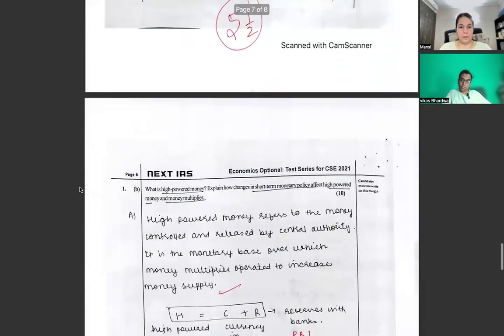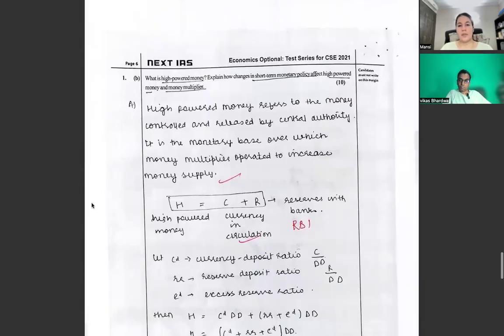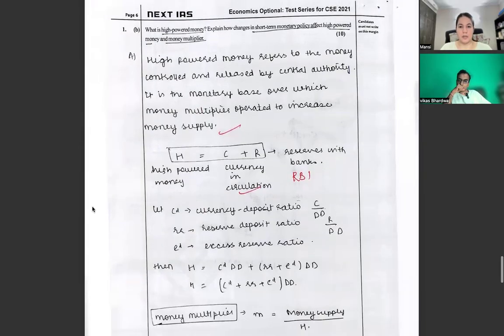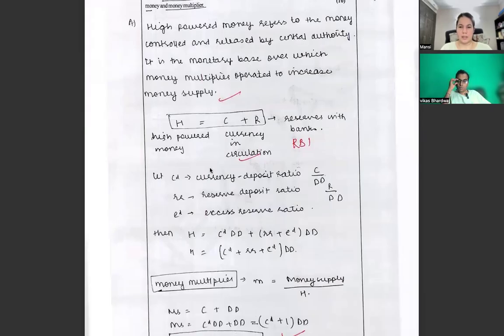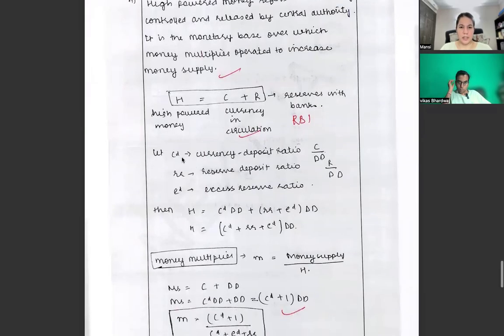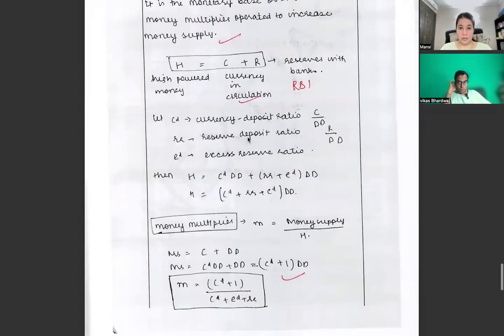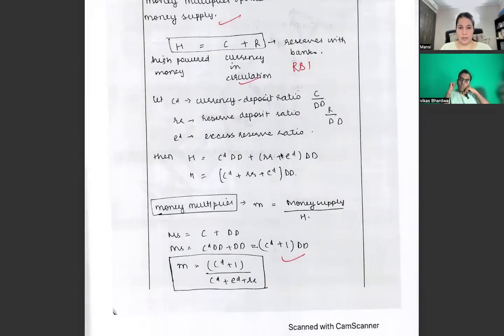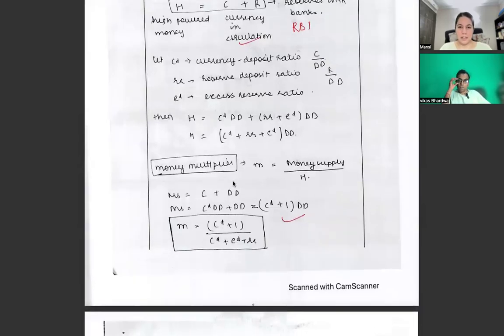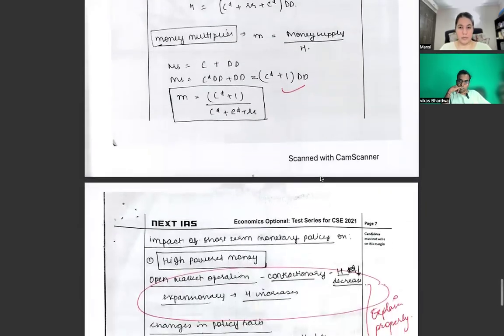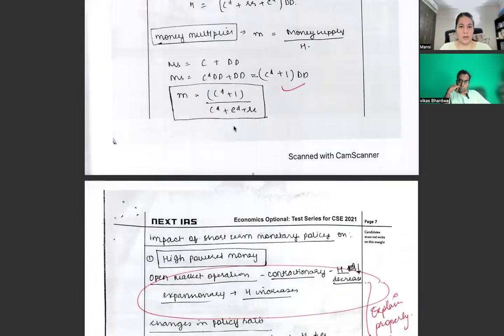Second question. High-powered money refers to the money controlled and released by the central authority. It is the monetary base over which the money multiplier operates to increase money supply. So: currency in circulation, reserves with the banks, RBI, CD (currency deposit ratio), excess reserve ratio. So high-powered money is this. It is more specific and technical. Money multiplier M is money supply divided by high-powered money. I've defined it and written the formula.